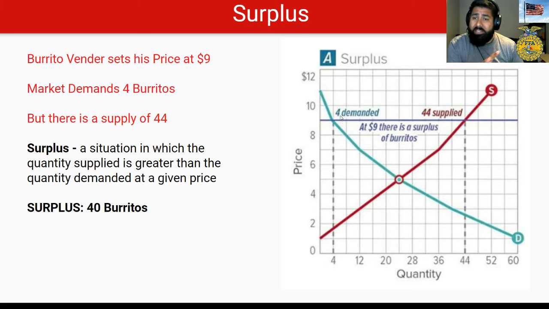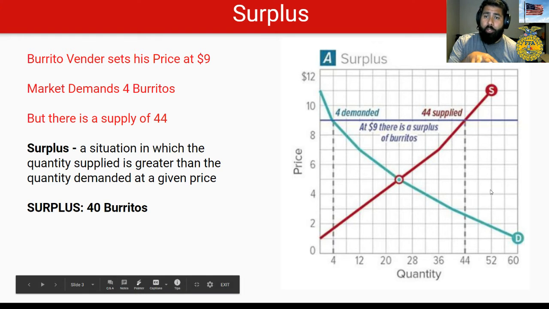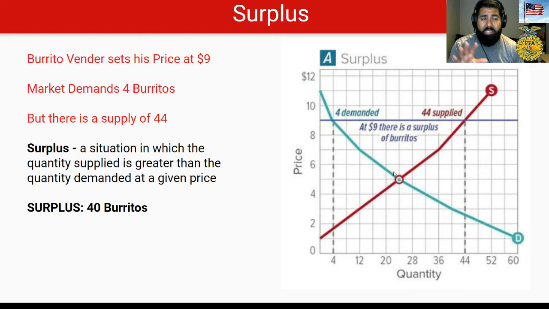So for this example, there is a burrito vendor, right? And here is the supply and demand curve for this burrito market, okay? So this is the quantity supplied for the burritos, and this is the quantity demanded for the burritos, right? So this burrito vendor sets his price at $9 for each burrito, okay? Because he found out that's probably where it needs to be, right?